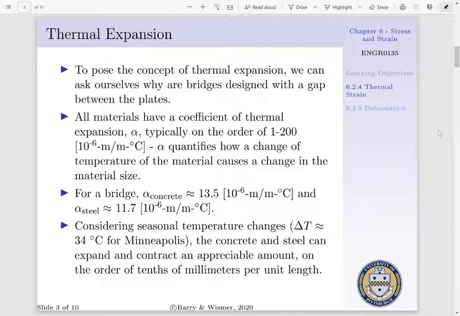Now, for a bridge, our coefficient of thermal expansion of concrete is approximately 13.5, and that of steel is approximately 11.7. Now note the unit. If we consider a seasonal temperature change in Minneapolis of approximately 34 degrees centigrade, the concrete and steel can expand and contract an appreciable amount, on the order of tenths of millimeters per unit length.